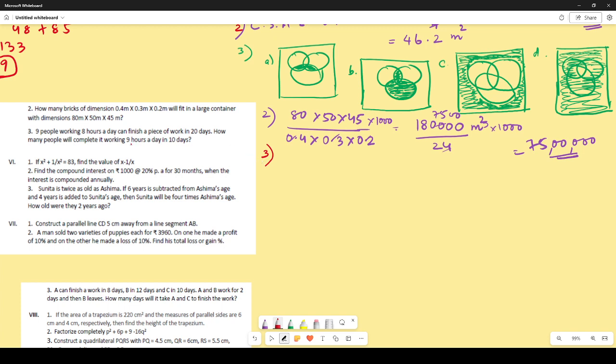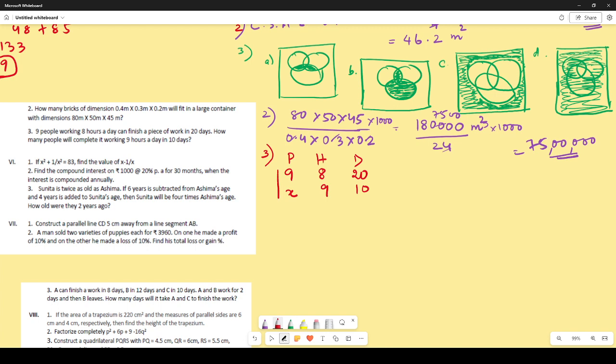Now this one, 9 people working 8 hours a day can finish a piece of work in 20 days. I've told you in arrow methods it is absolutely simple. So we have people, we have hours, and we have days, right? So 9 people working for 8 hours can finish a piece of work in 20 days. How many people will complete it working 9 hours in 10 days?